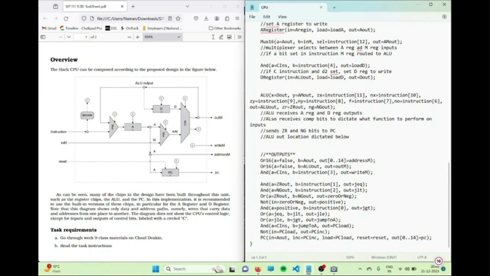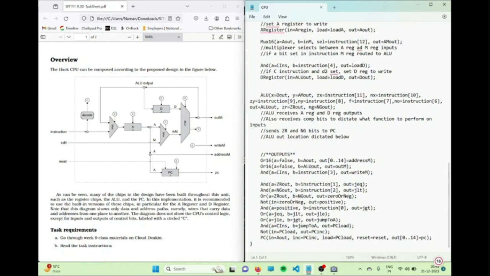Third pro will be modularity. It is because the Hack CPU is divided into distinct functional units such as ALU, memory, and input output devices, making it easier to understand how the different parts of a computer work together.